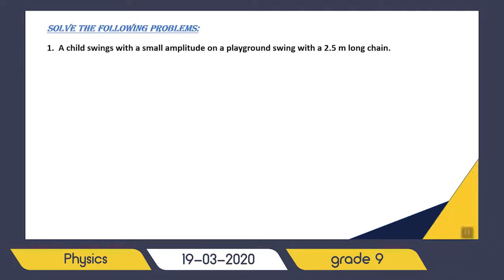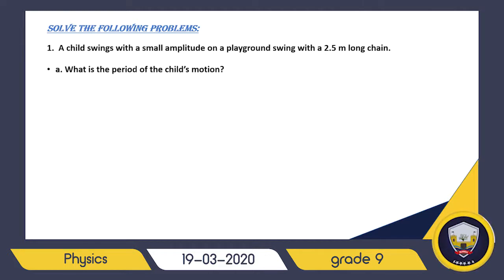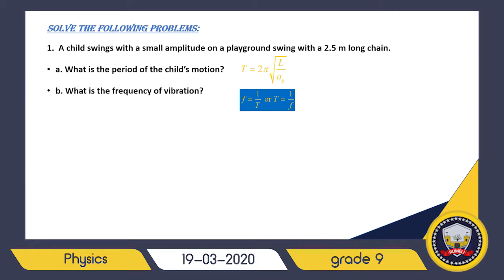A child swings with a small amplitude on a playground swing with a 2.5 meter long chain. So we have the length here. How can we calculate the period of the child's motion and the frequency of the vibration? For the period, we are going to use the formula 2 pi square root of L over g, since we have L. And for the frequency, we use frequency equals 1 over T. After calculating the period, you can easily calculate the frequency.